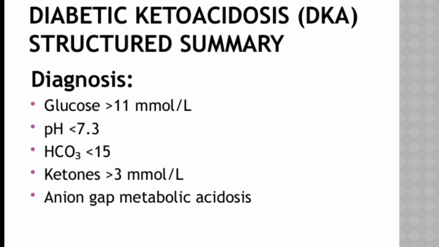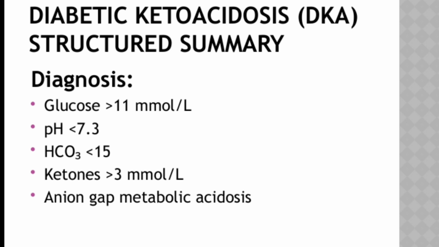We also check for ketones, which are usually above 3 mmol per liter, signifying that the body is producing excess ketones due to fat breakdown. When we combine these findings, high glucose, low pH, low bicarbonate, and elevated ketones, they point towards a specific type of metabolic disturbance called an anion gap metabolic acidosis.